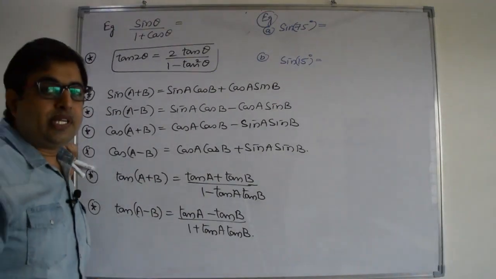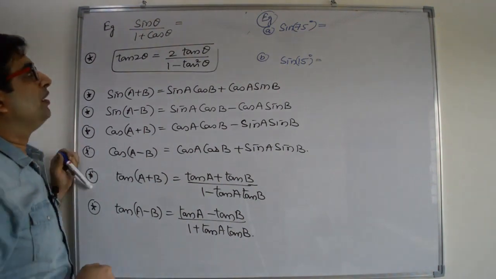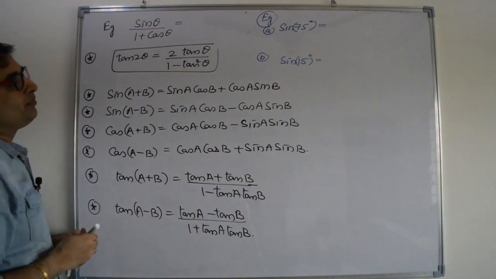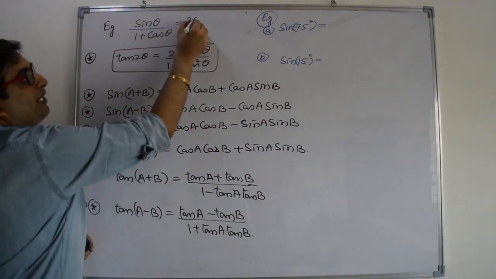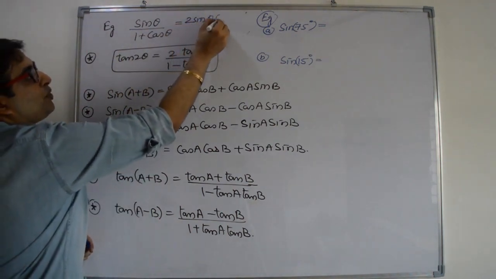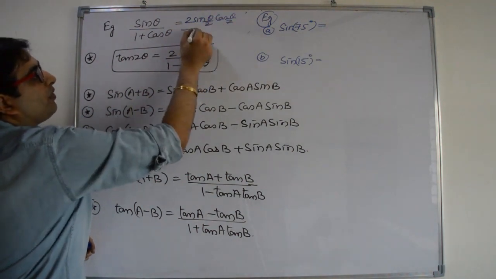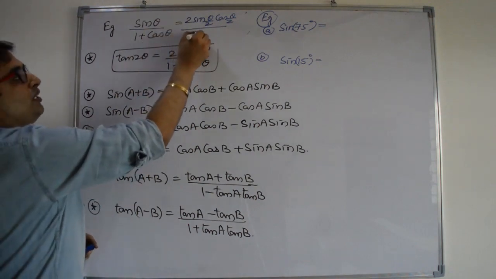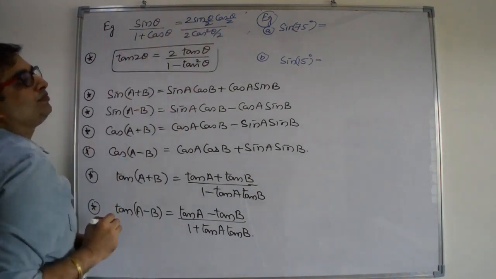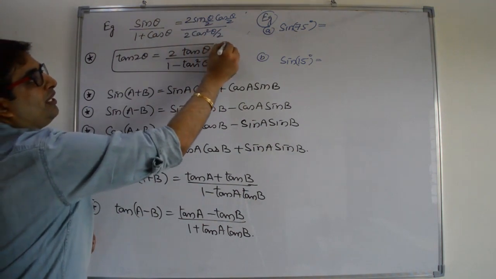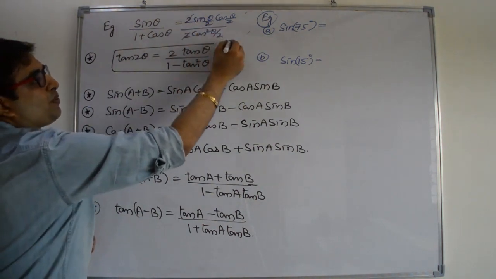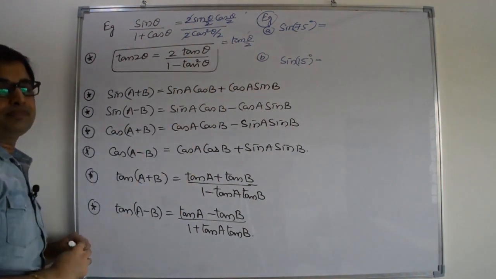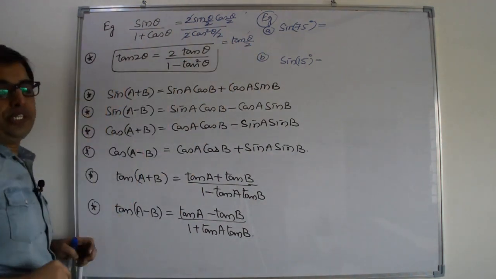Let us see one more example based on the half angle formula. We have to simplify sin theta upon 1 plus cos theta. Sin theta we can write as 2 sin theta by 2 cos theta by 2. And 1 plus cos theta, from the last point, is 2 cos square theta by 2. So when you solve it, 2 will cancel out, cos will cancel out, and you will get tan theta by 2 as the simplified form.